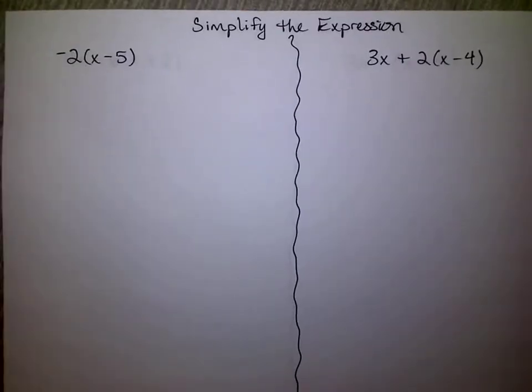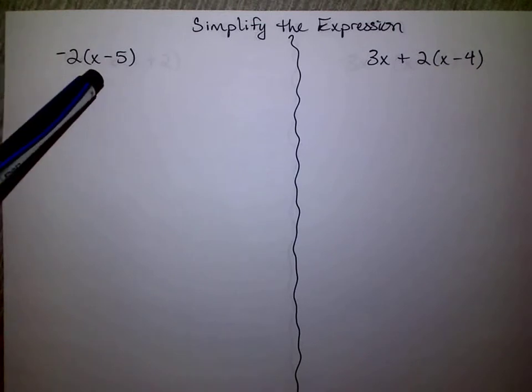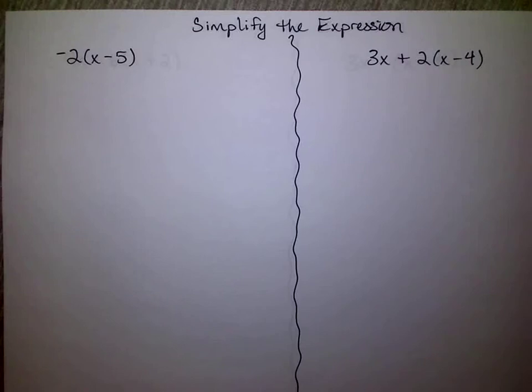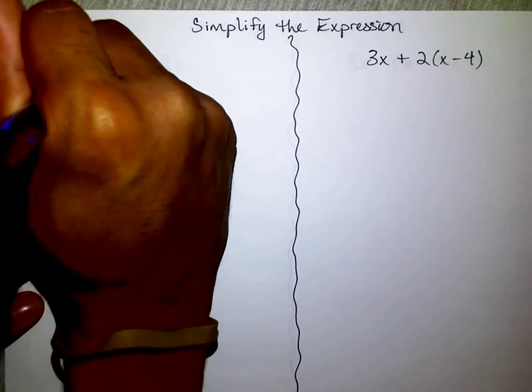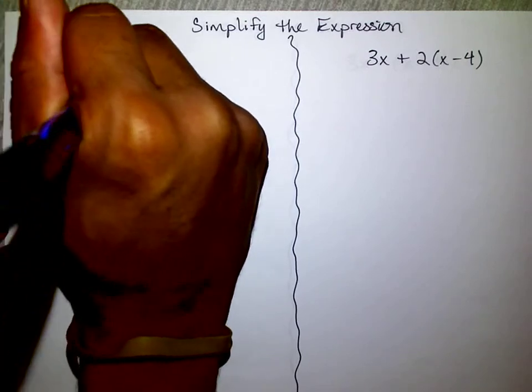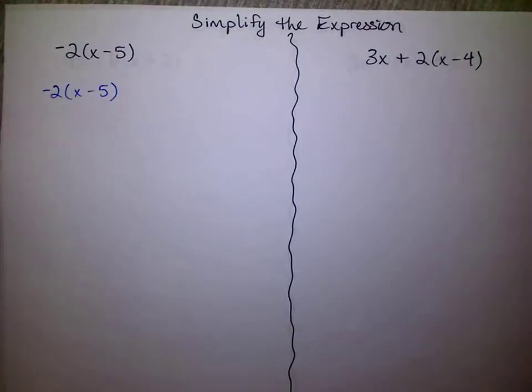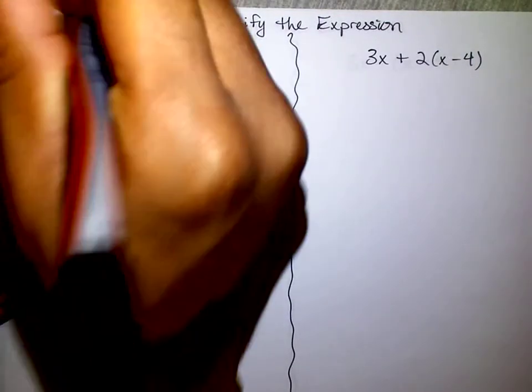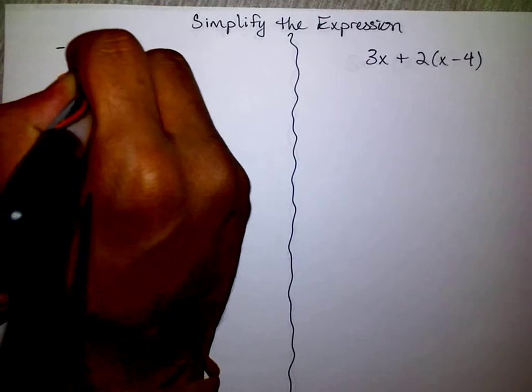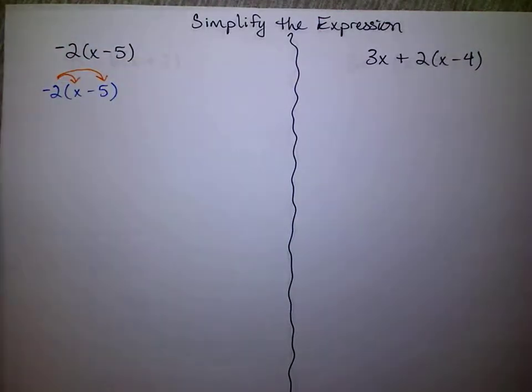Okay, simplify the expression. We have negative 2 times x minus 5. First thing I always like to do is rewrite my problem, so I'm going to do that. Negative 2 times x minus 5. And we're going to be distributing in this problem. Distribution means to multiply.